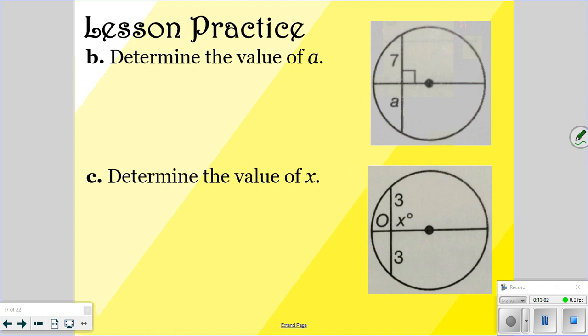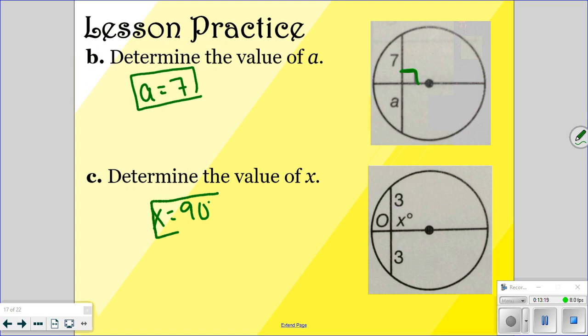Looking at this next one, y'all try these by yourself, and then after y'all are done, you can go over it. So A will be 7, because these two pieces are congruent because of this right angle. And then if these are congruent, that means that X is equal to 90 degrees. So that would be your answer for that one.